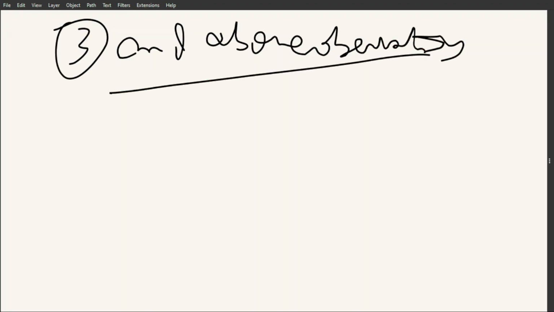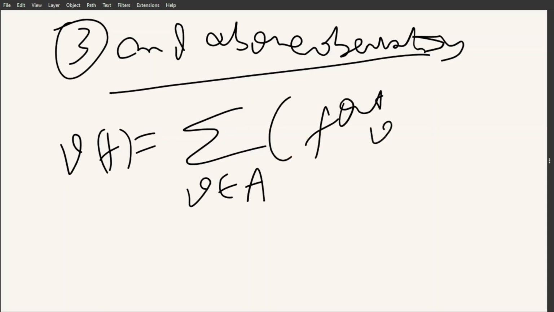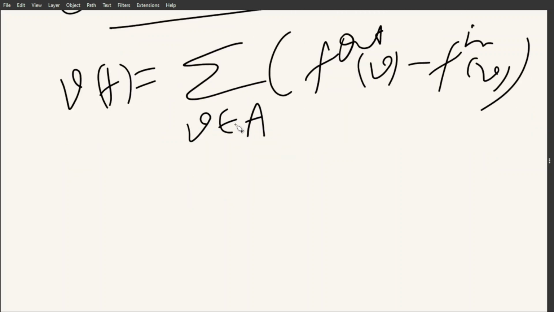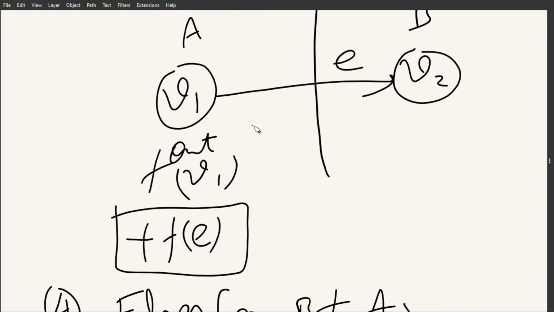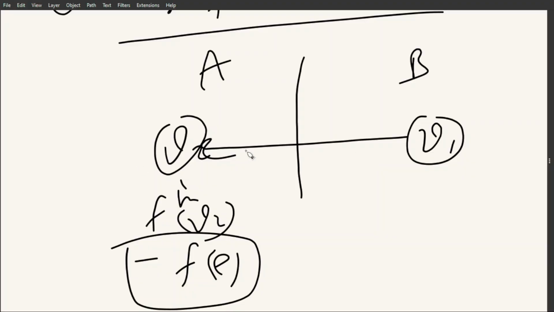So we start with the value of the flow, the sum over all v in A of f out of v minus f in of v. So this we can write, so the contribution we can identify: positive sign when it is out, negative sign when it is in.